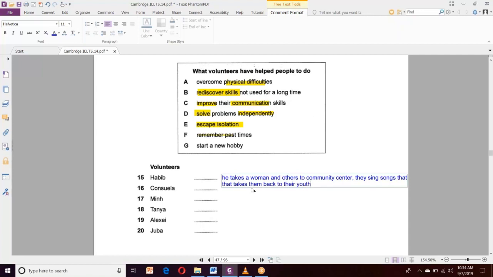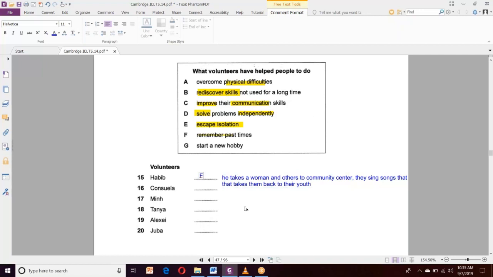Right. So he takes a woman and others to a community center. They sing songs that take them back to their youth. So what is that? That's what he's doing. He takes a woman and others to meet others at the community center, and they sing songs that take them back to their youth. You have to hear that and then recognize what is the synonym for the activity. Right? He's helping people to remember their past times.